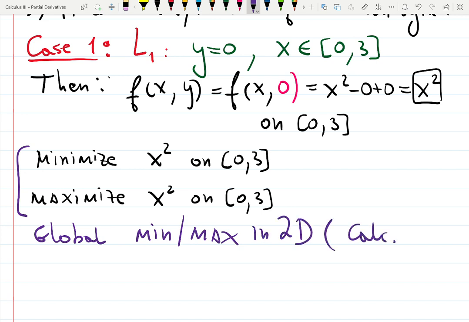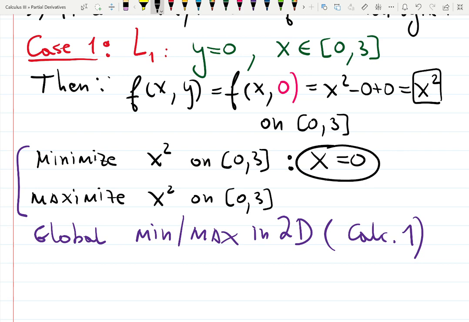So check the calculus 1 video. I also have videos about that. Or you can just use your imagination. It's good for easy functions, right? X squared is going up and down. It's a parabola. At 0, it is the smallest one. So x equals 0 definitely is the solution for the first one. How about the maximum? X equals 3.